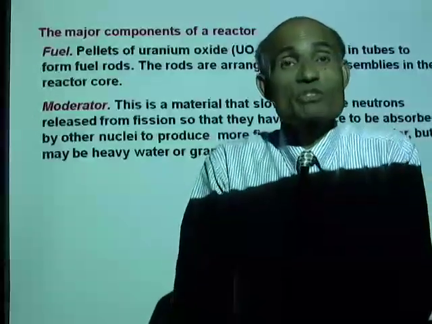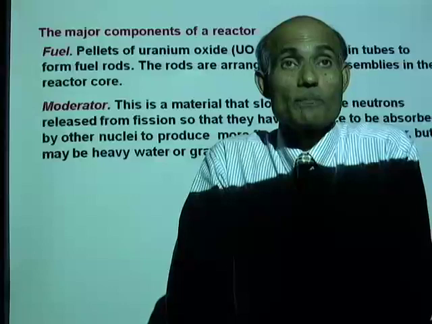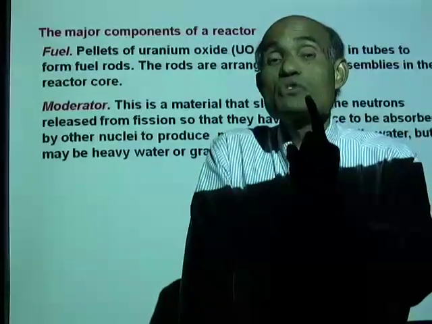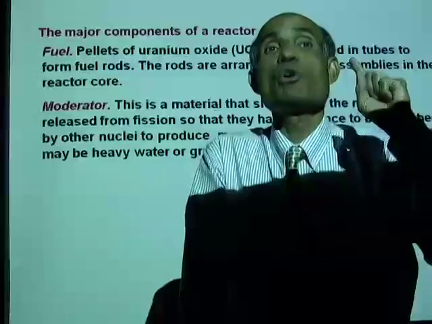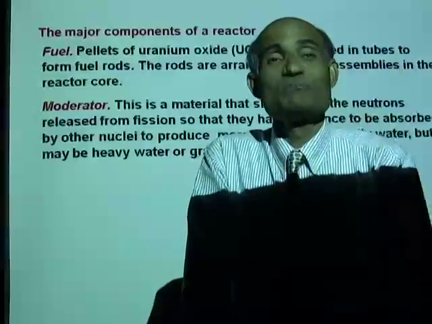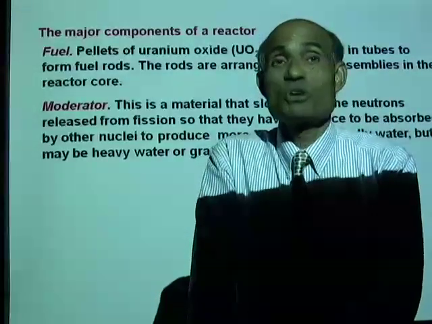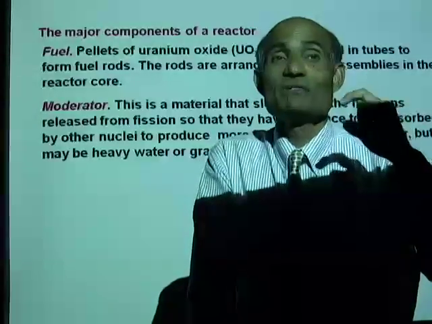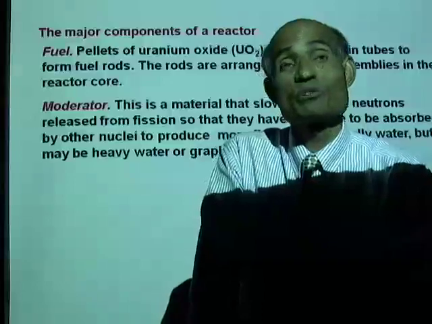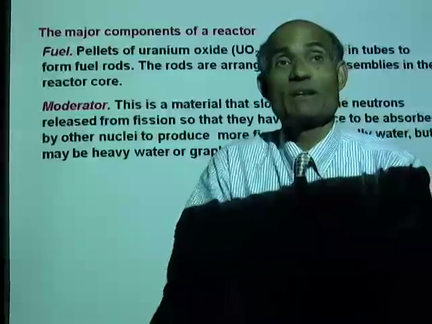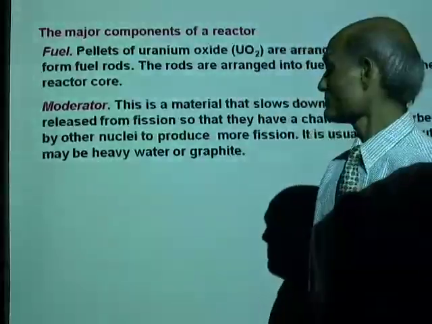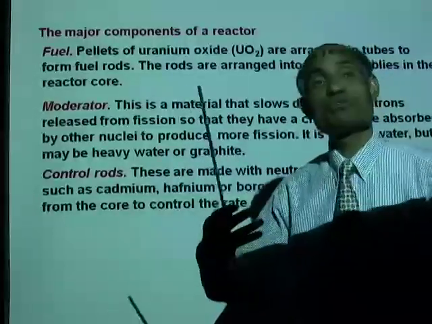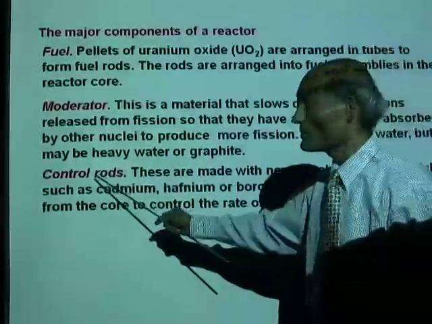Now, Hitler was constructing a heavy water plant, and one of the aims of the Allied troops was to go and destroy it. Actually, there is a movie which shows clearly the plan and how they executed the destruction of the heavy water plant that Hitler was building somewhere in Europe. So, the moderator is there to slow down neutrons.